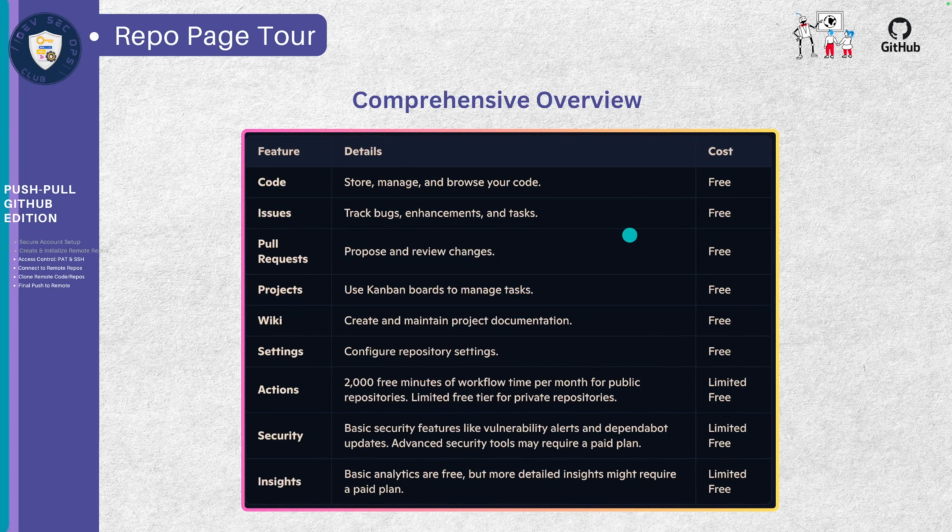I have also created a comprehensive overview of whatever I have shown you right here. There are some free features, there are some limited features. So if you are planning to explore, remember these things, what the limits are. It should not be that in excitement you explore everything and you end up with some kind of invoice from GitHub. Okay, so those were the features I thought you should know. Any questions on this?